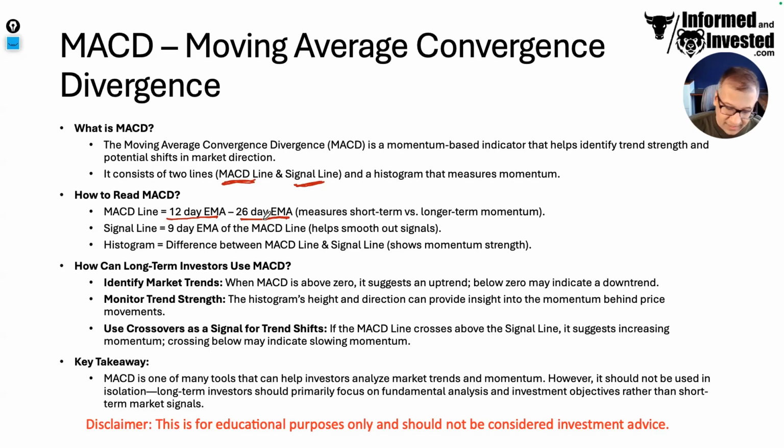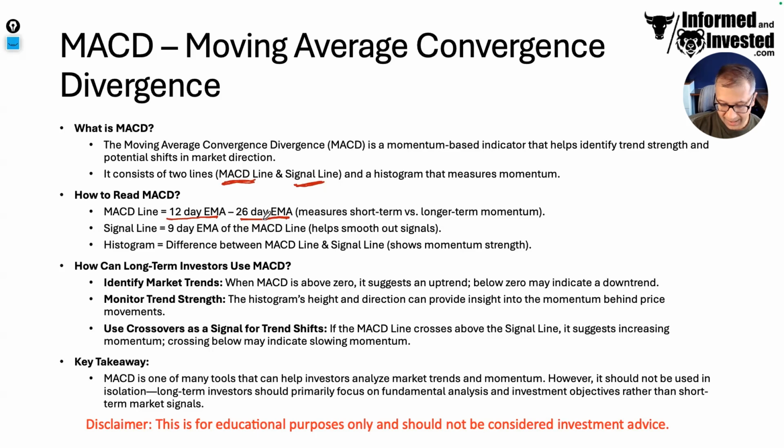And histogram, as I mentioned, is the difference between the MACD line and the signal line, and it shows the strength of the momentum. So how can long-term investors use MACD? First of all, it helps identify trends. When MACD is above 0, it suggests an uptrend. And when it's below 0, it suggests a downtrend.